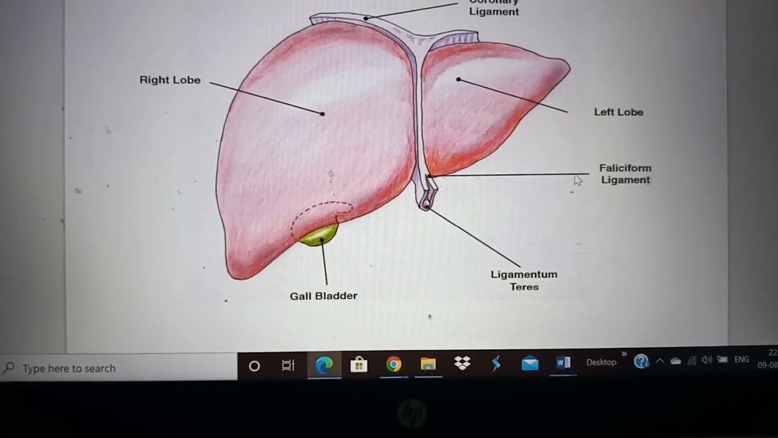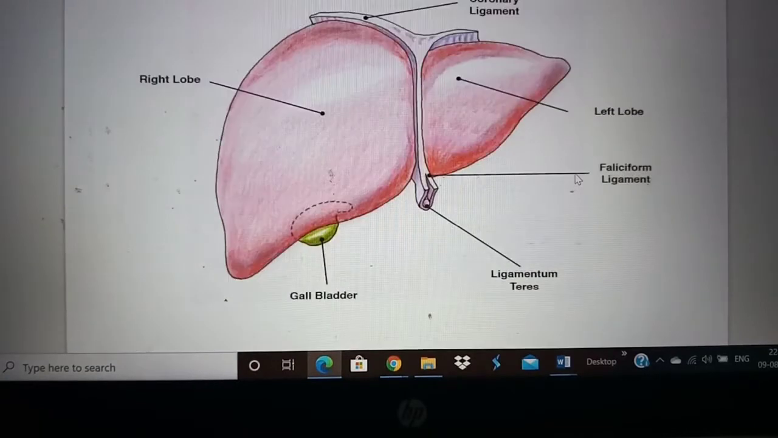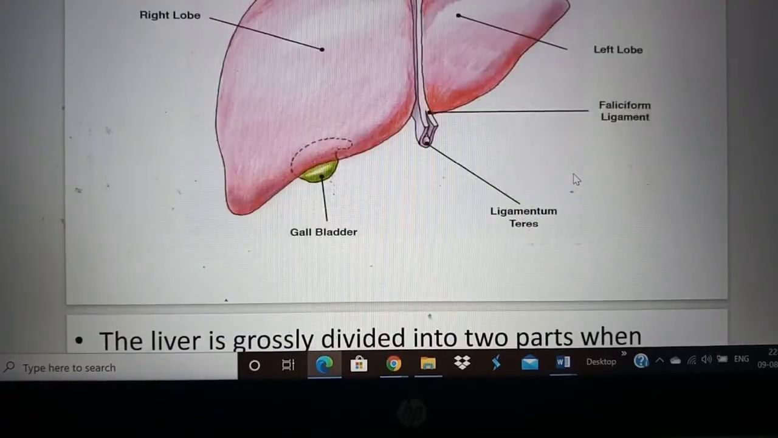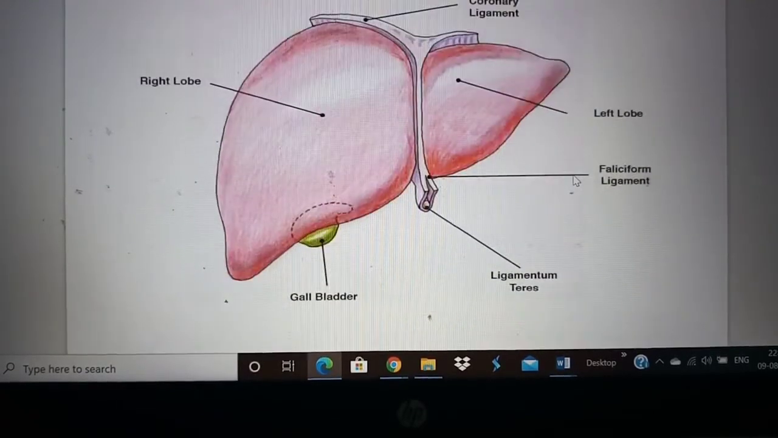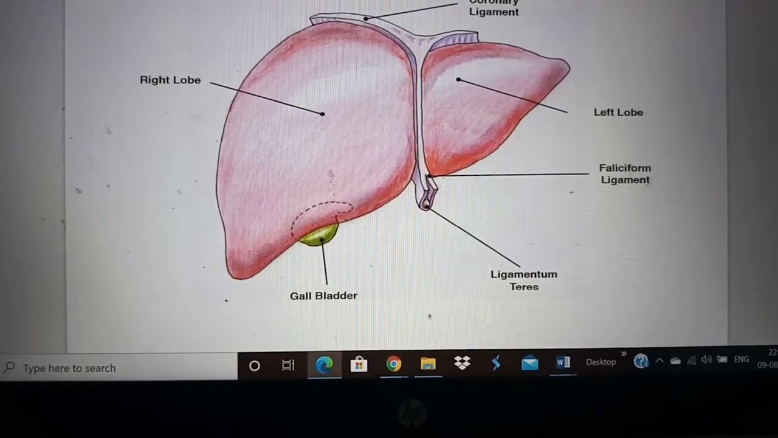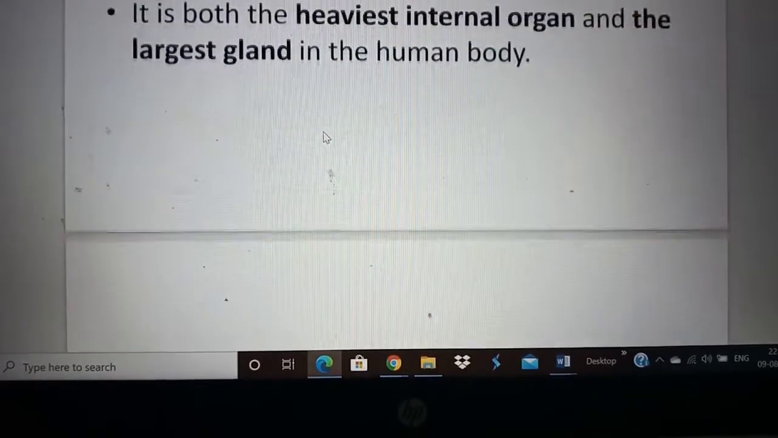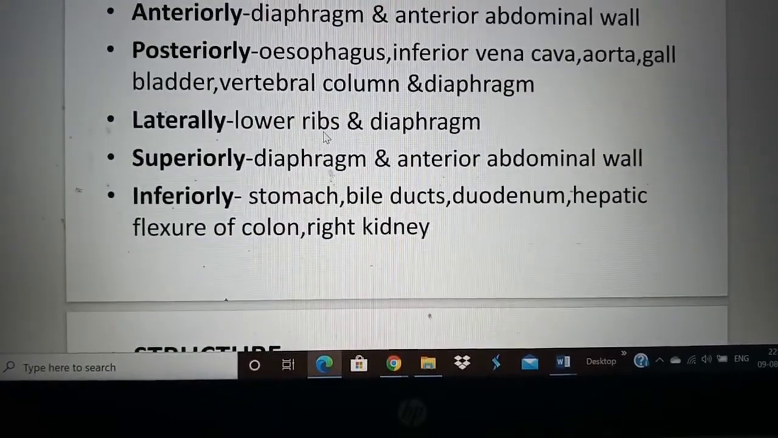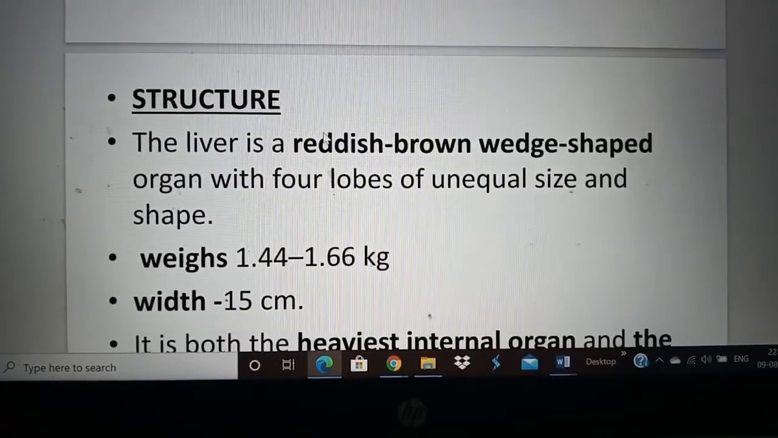Laterally you can see the lower ribs and the diaphragm. Superiorly you can see the diaphragm and the anterior abdominal wall. Inferiorly, below, you can find the stomach, the bile ducts, the duodenum, hepatic flexure of colon, and the right kidney. Now we'll go into a little bit about the anatomy of the liver.